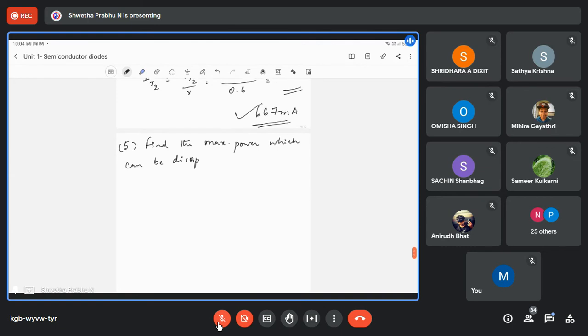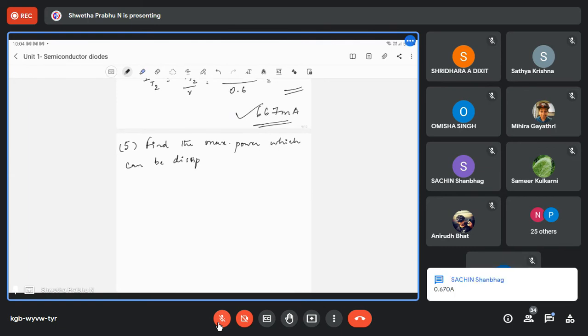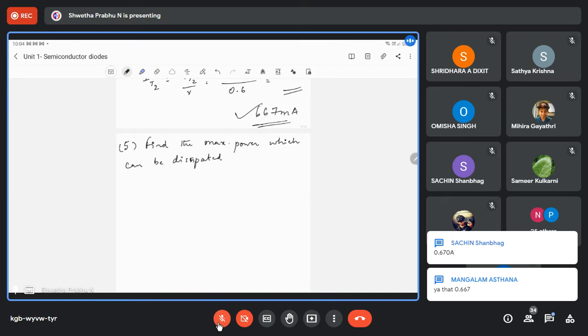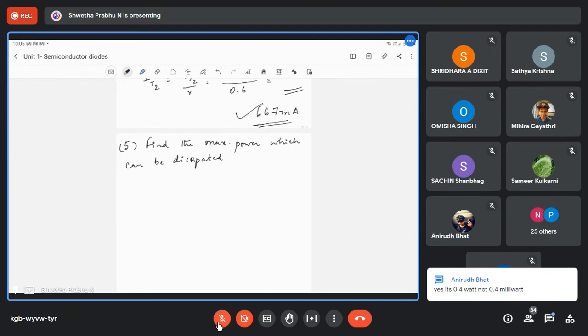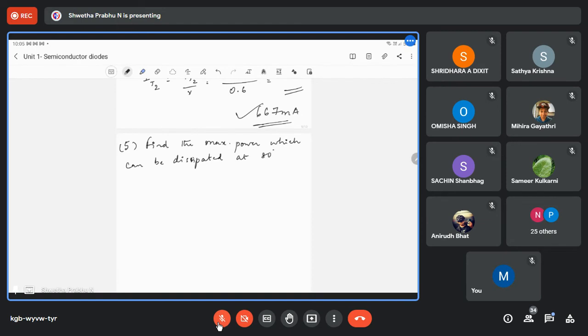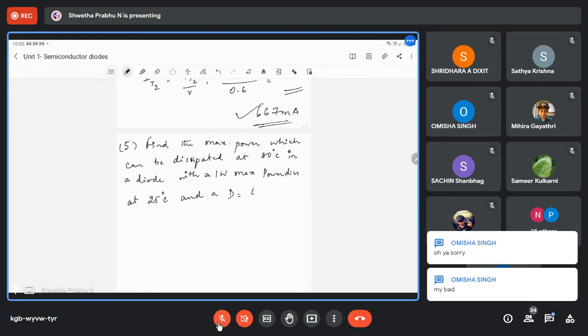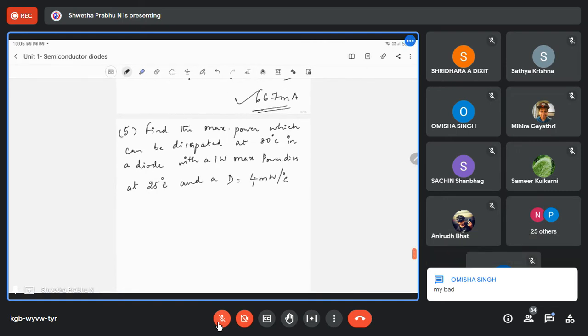proceed. Find the maximum power which can be dissipated at 80 degrees centigrade in a diode with a 1 watt maximum power dissipation at 25 degrees centigrade and a derating factor of 4 milliwatts per degree centigrade. Solve this and get me the answer.